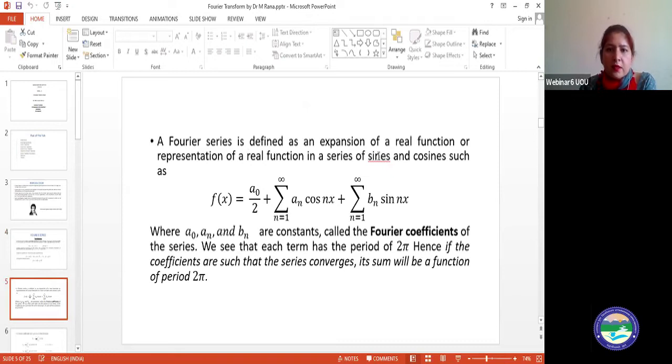A Fourier series is defined as an expansion of a real function in terms of sine and cosine functions. This is the Fourier series expansion, and we can represent it as f(x) equal to a naught by 2 plus the summation of n equal to 1 to infinity a n cos nx plus the summation over n equal to 1 to infinity b n sin nx, where a naught, a n and b n are the Fourier coefficients, and for all these terms the period should be 2 pi.